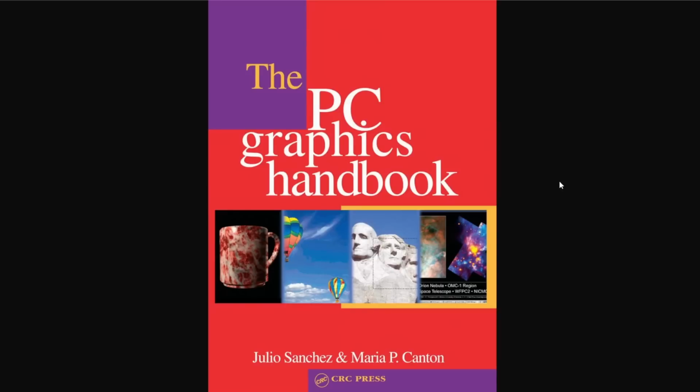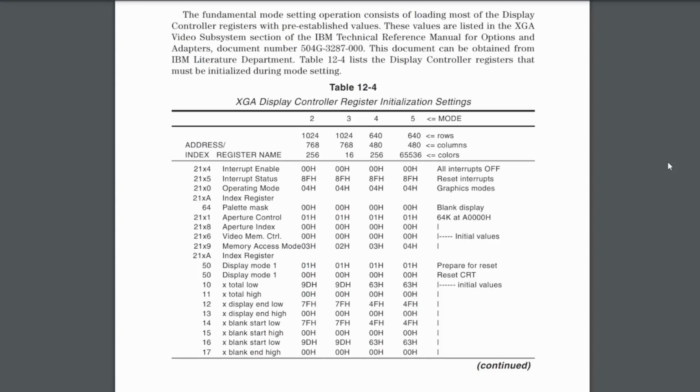Fortunately for us, there's one more reasonable option for XGA programming. This one here, the PC Graphics Handbook. And this one actually has a lot of low-level register programming information for XGA, and it doesn't seem to leave out any of the really important information that you need. Now, we're not going to find any information about our chip specifically in this book, but at least it has information about how to program the XGA, including this table here with all the numbers that you need to get into the various video modes that XGA provided.